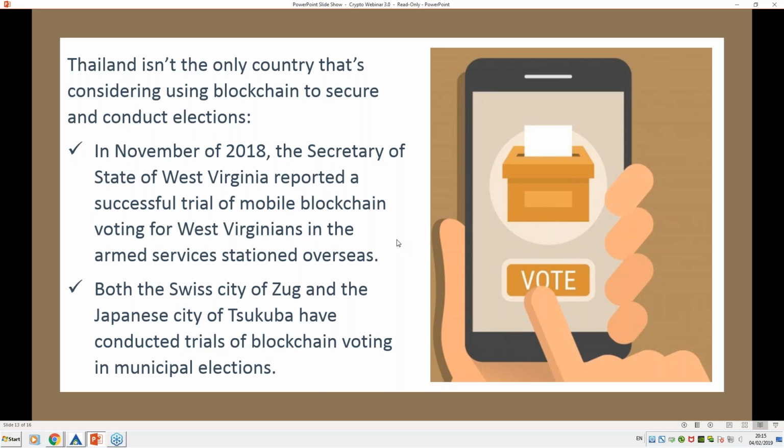And so Thailand's not the only place also considering using or already using blockchain technology when it comes to voting. West Virginia, which is a state in the United States, is doing a trial of mobile blockchain for overseas armed service members to be able to vote. So they're understanding the security of this technology, and it's being demonstrated in different ways. And some other cities listed here as well that also are conducting trials of voting with blockchain technology.